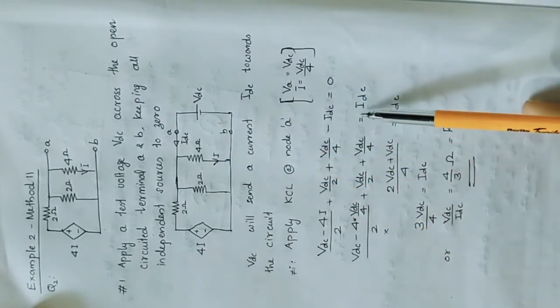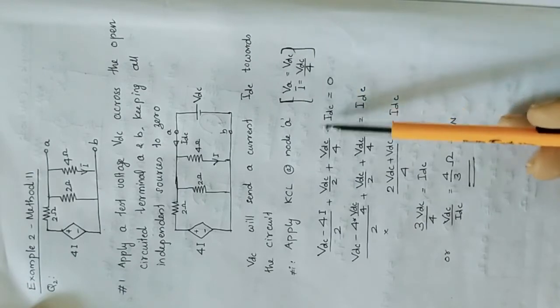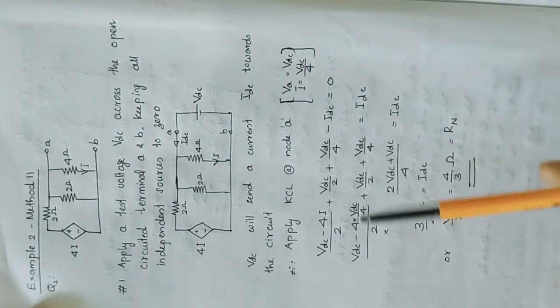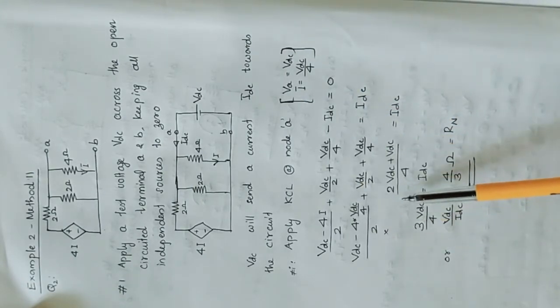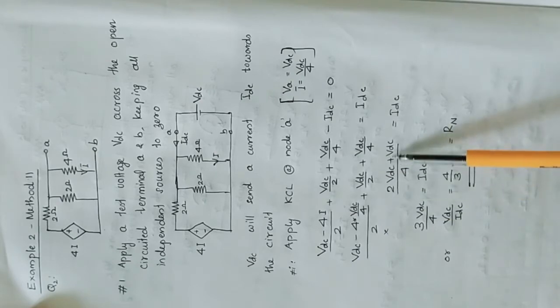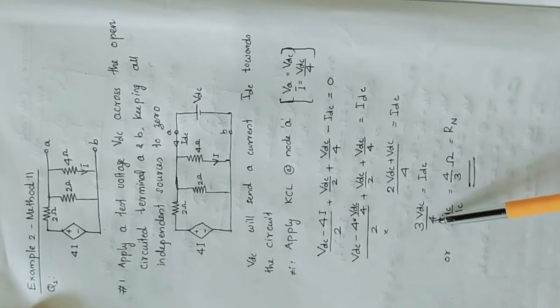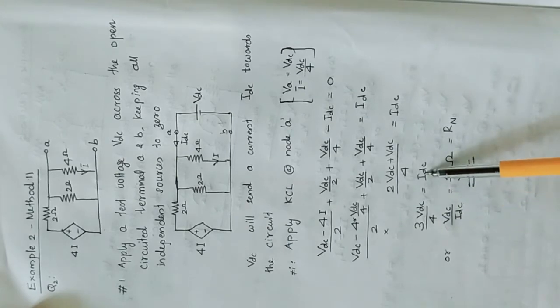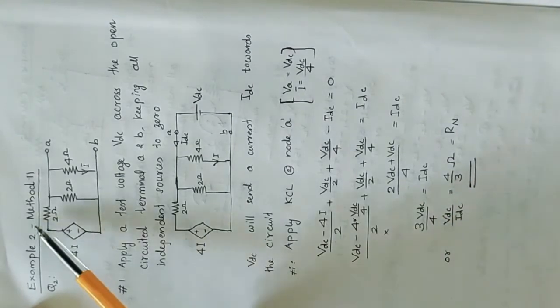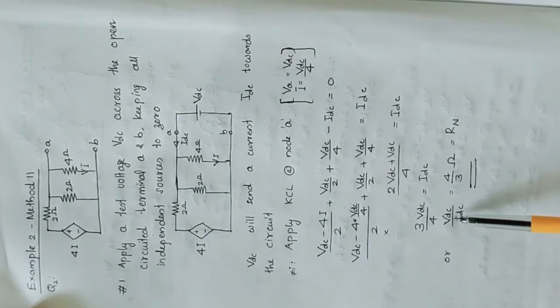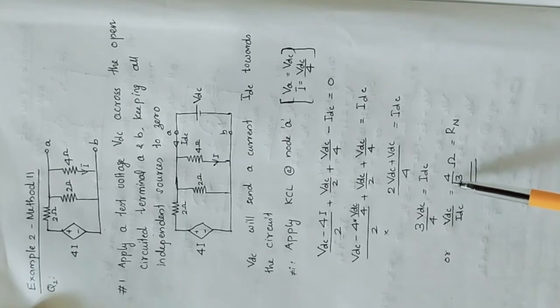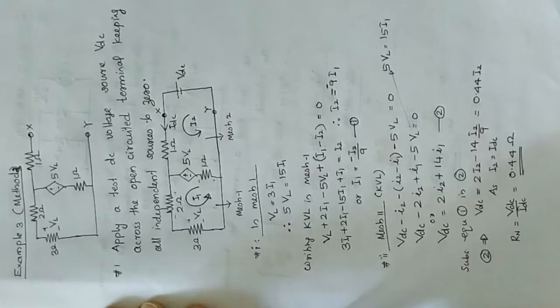equal to IDC. Substituting these values in these equations, we can simplify the expression as 2 VDC plus VDC by 4 is equal to IDC, or 3 by 4 VDC is equal to IDC. And the last step of method 2 is we need to find out the ratio VDC by IDC, which can be obtained as 4 by 3 ohm, that is the Norton equivalent impedance Rn.